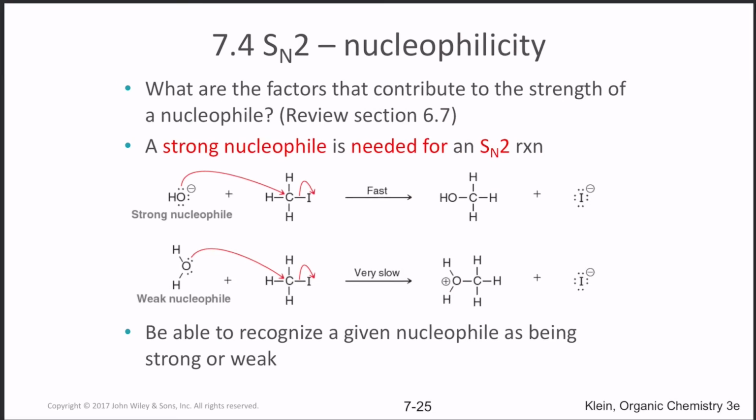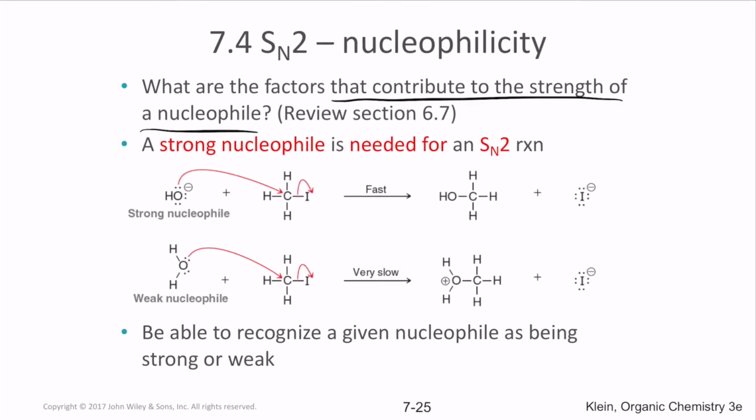Now, what are the factors that contribute to the strength of a nucleophile? A strong nucleophile is needed for an SN2 reaction. Remember this principle: unless the nucleophile is strong, the reaction cannot occur. So for an SN2 reaction to occur, you need a really strong nucleophile. For example, OH minus can be considered a good nucleophile. It attaches itself and the iodine leaves right away, so it's a fast reaction and the reaction will occur.